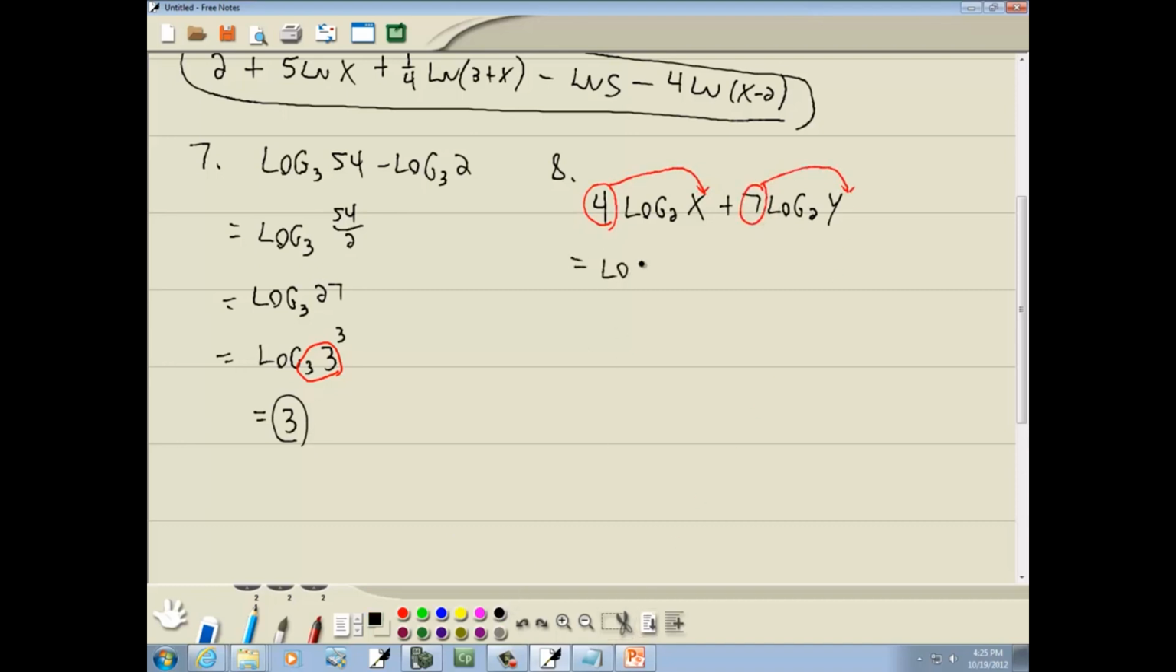So this becomes log of x to the 4th plus log of y to the 7th. Well, here we got addition. Log of something plus log of something. Addition becomes multiplication. So this becomes log of x to the 4th, y to the 7th. And that's our answer.